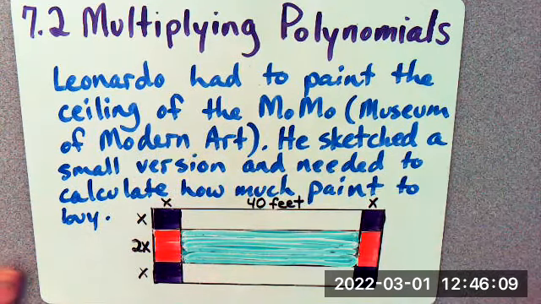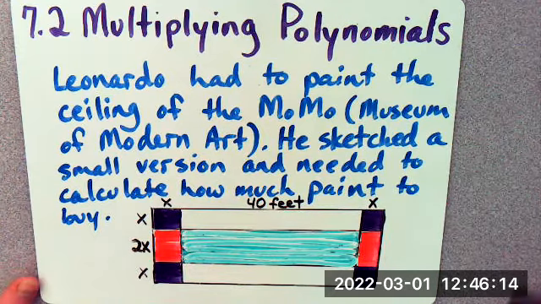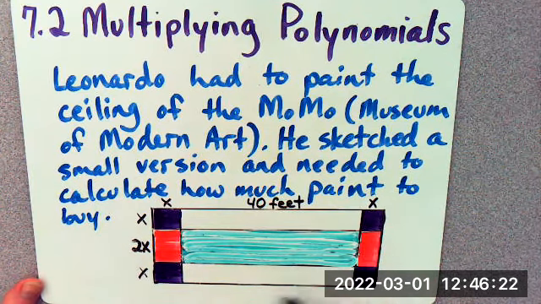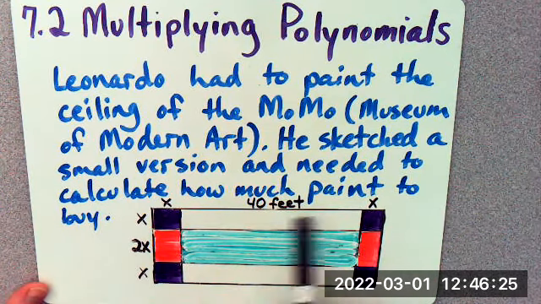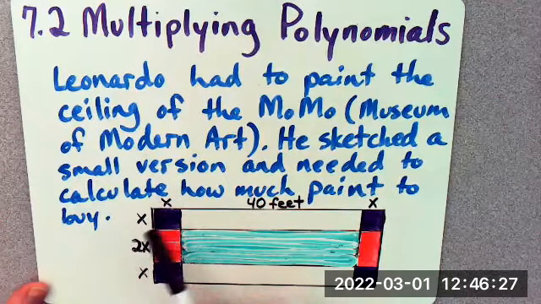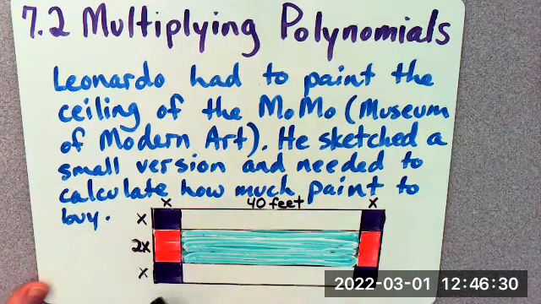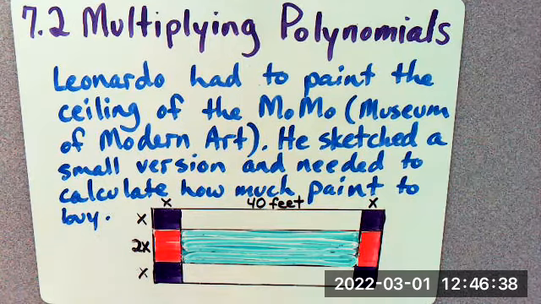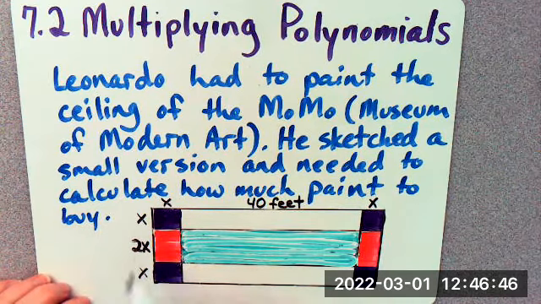So we have Leonardo, and he had to paint the ceiling of the MoMA, the Museum of Modern Art. So he sketched a small version and needed to calculate how much paint to buy. So this is a sketch. He sees that there's a 40-foot stretch here, and he wants to have some proportional corners here in purple, and then a section here in red, and the middle of the ceiling to be green. So he's looking at how to go about calculating the best proportion, and he wants the most flexibility, so he keeps this as a variable.